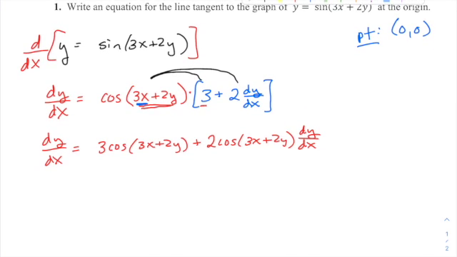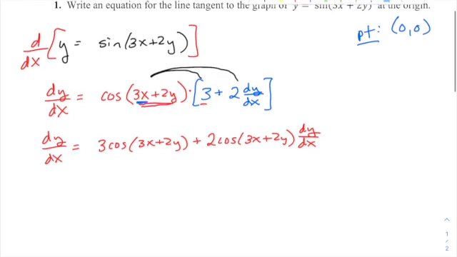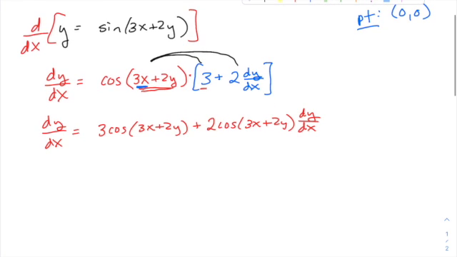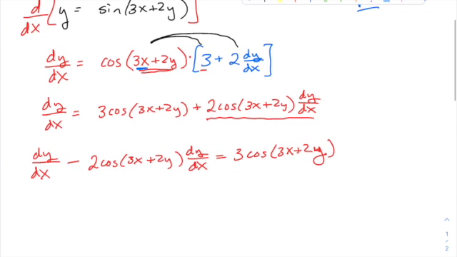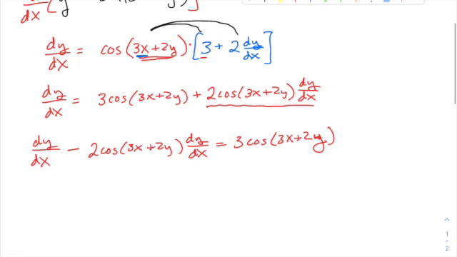And now you're going to subtract that quantity, bring it over to the left side. So I'll have this dy dx minus this whole term. So minus 2 cosine of 3x plus 2y dy dx equals 3 cosine of 3x plus 2y, right? We're having a dy dx party on the left side, and if you don't have dy dx, you're not invited. It's kind of sad, but those are the rules.